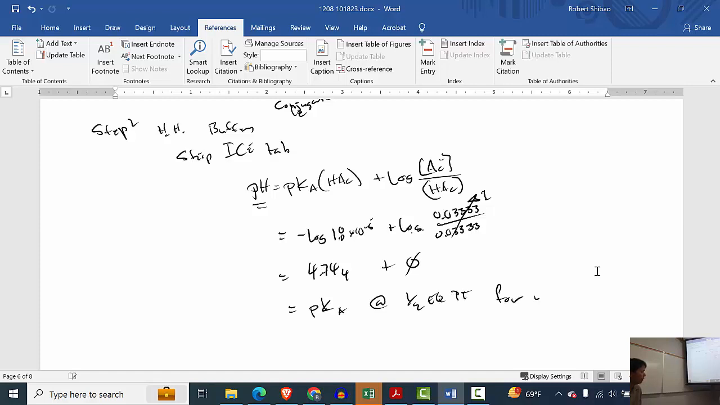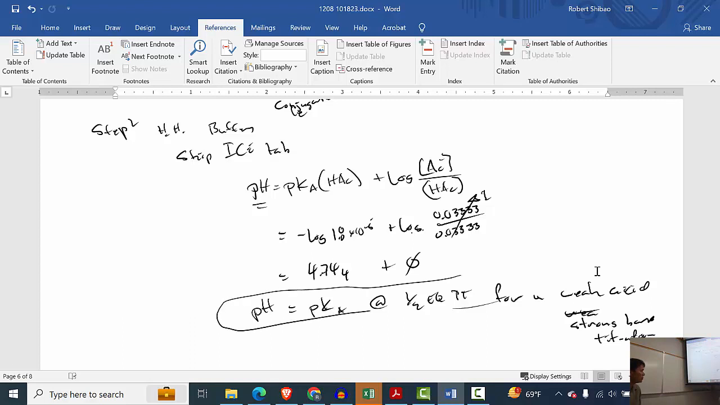And so the pH is equal to the pKa at the half equivalence point for a weak acid, strong base titration. In fact, this is common knowledge. And so on a test, you wouldn't have to show the work. You could just say the pH is equal to pKa, and you would be good.